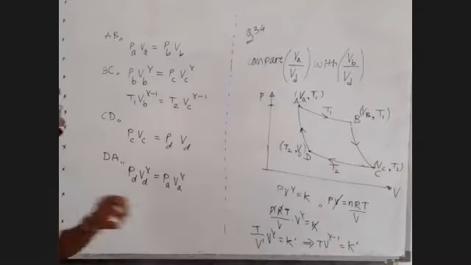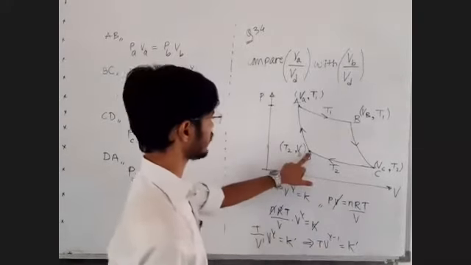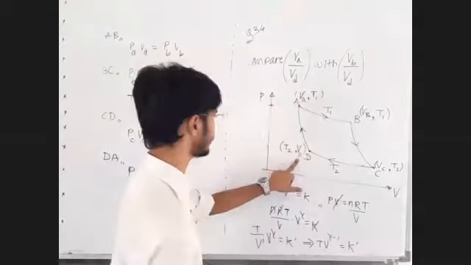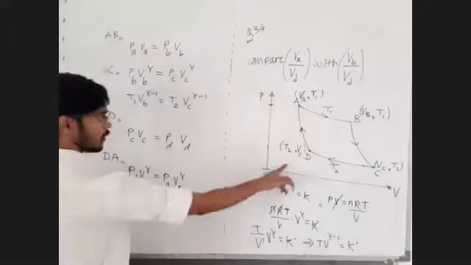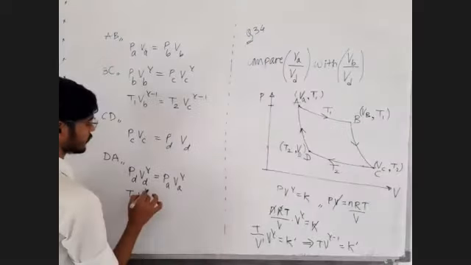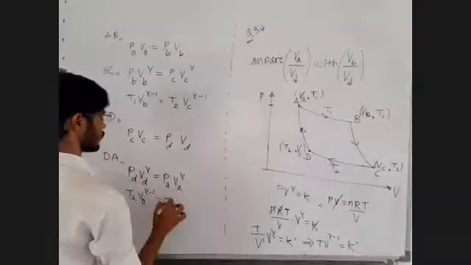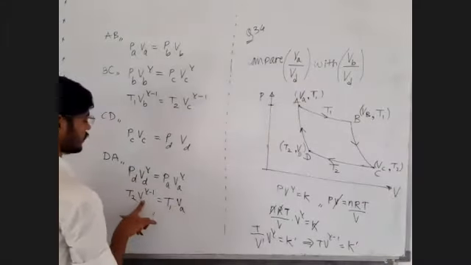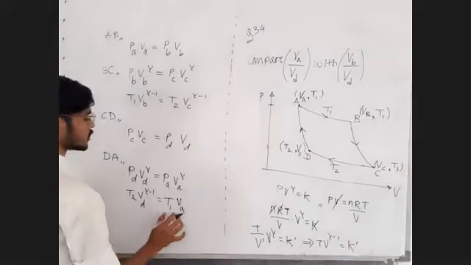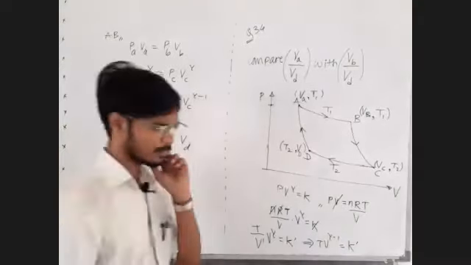Okay, sir. And in terms of temperature, TV raised to gamma minus 1 means here I have to write T2 into VD raised to gamma minus 1. Try to understand. T2 into VD raised to gamma minus 1 is equal to T1 into VA raised to gamma minus 1. Okay. Now you guys reply me in the chat box.